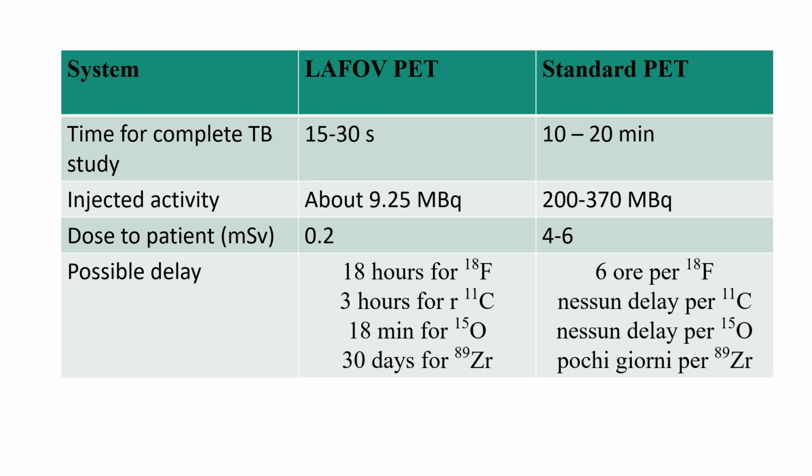The possible delay is another crucial and important point. For F18 with standard PET we can delay the acquisition up to 6 hours after injection. With the large FOV PET this time can be increased to 18 hours, but also for other radioisotopes for which no delay is possible in standard PET, we could perform acquisition 3 hours later for carbon-11 and 18 minutes for oxygen-15.